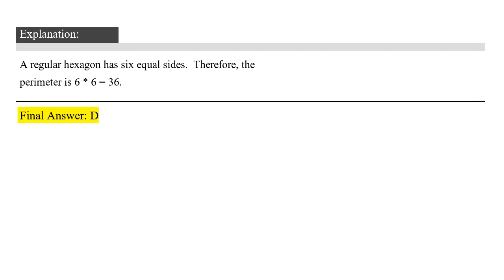A regular hexagon has 6 equal sides. Therefore, the perimeter is 6 times 6 equals 36.